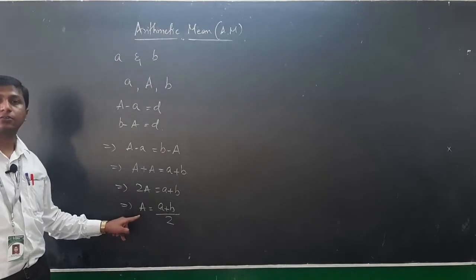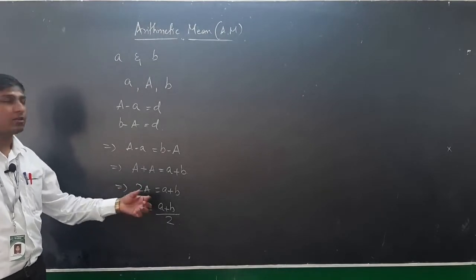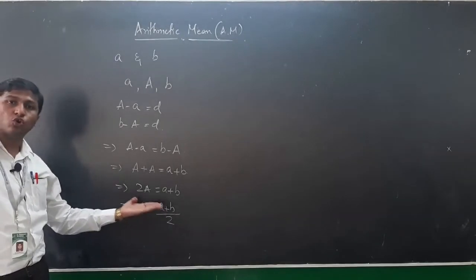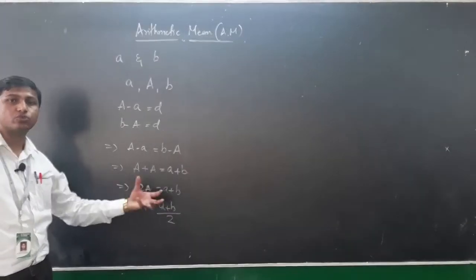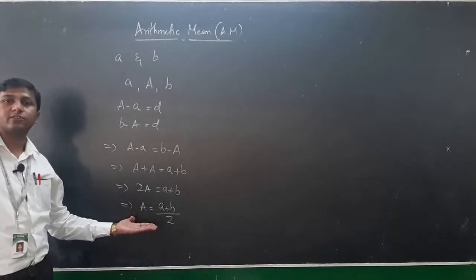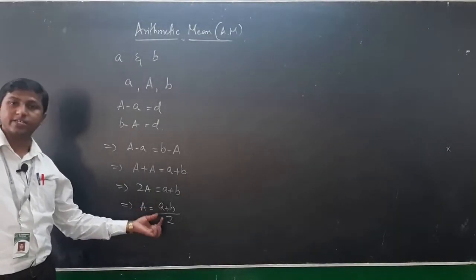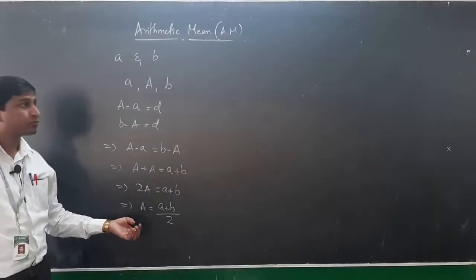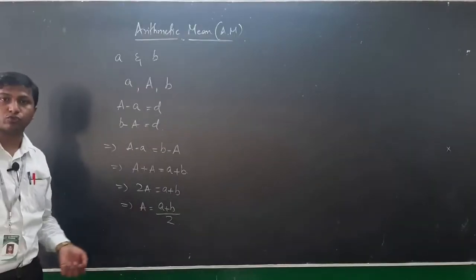Capital A is nothing but the arithmetic mean of the numbers a and b. So if you are given two numbers a and b, you can find the arithmetic mean by this formula: (a plus b) whole divided by 2. So what is the arithmetic mean of two numbers?